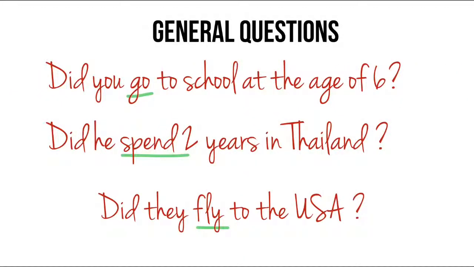More examples of general questions with irregular verbs. Did you go to school at the age of 6? Did he spend 2 years in Thailand? Did they fly to the USA?